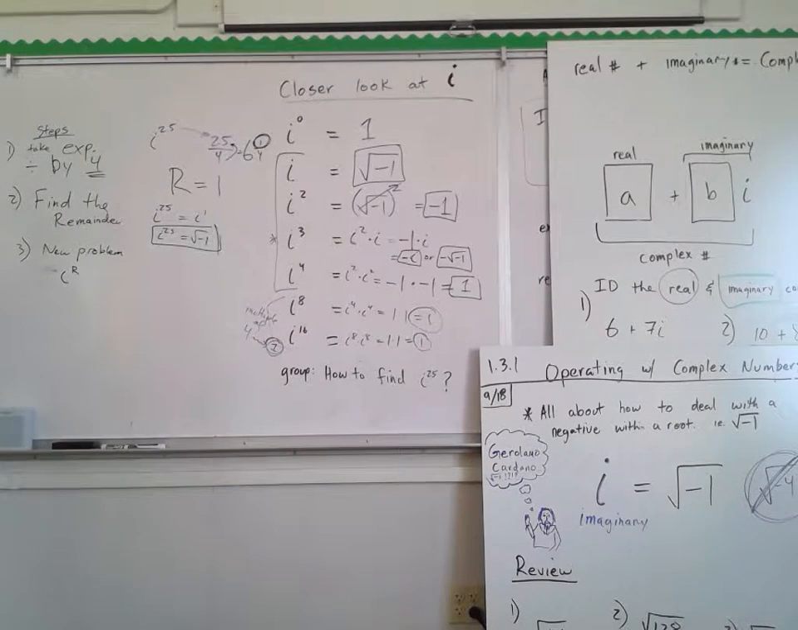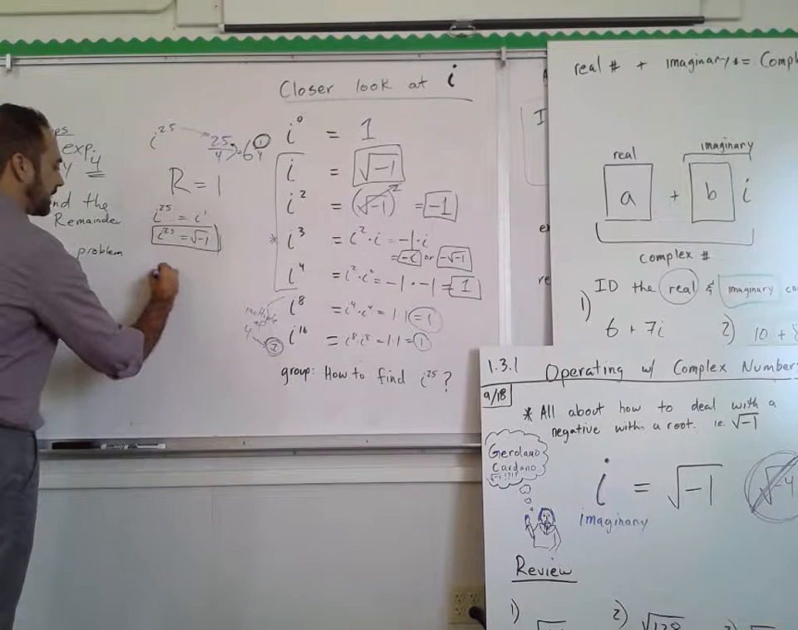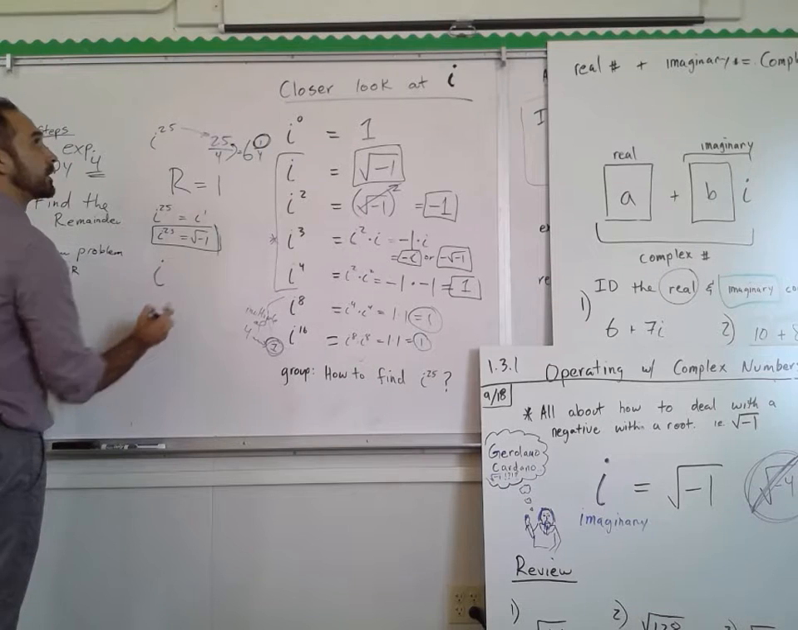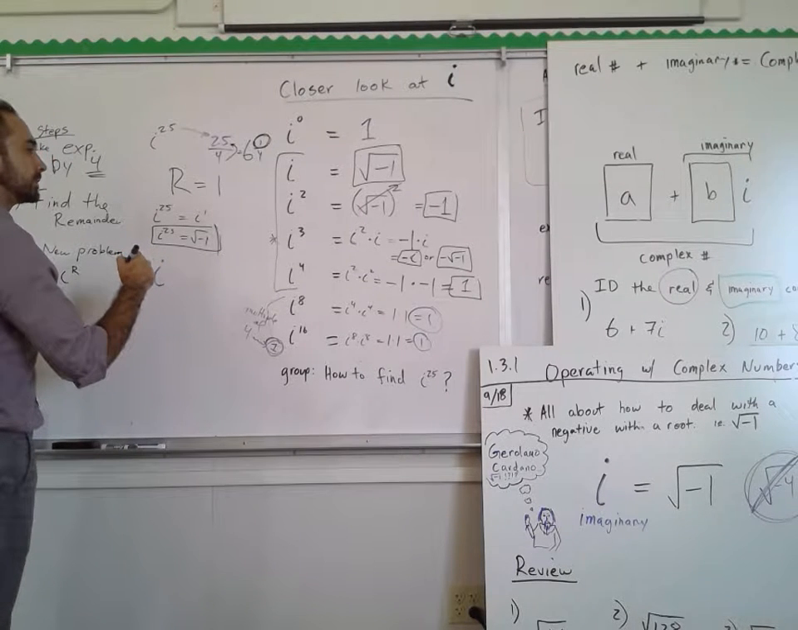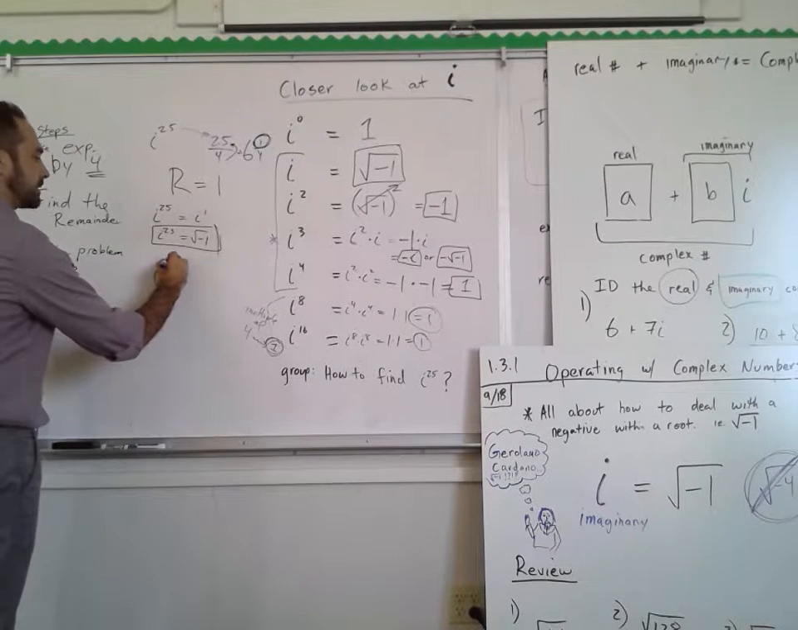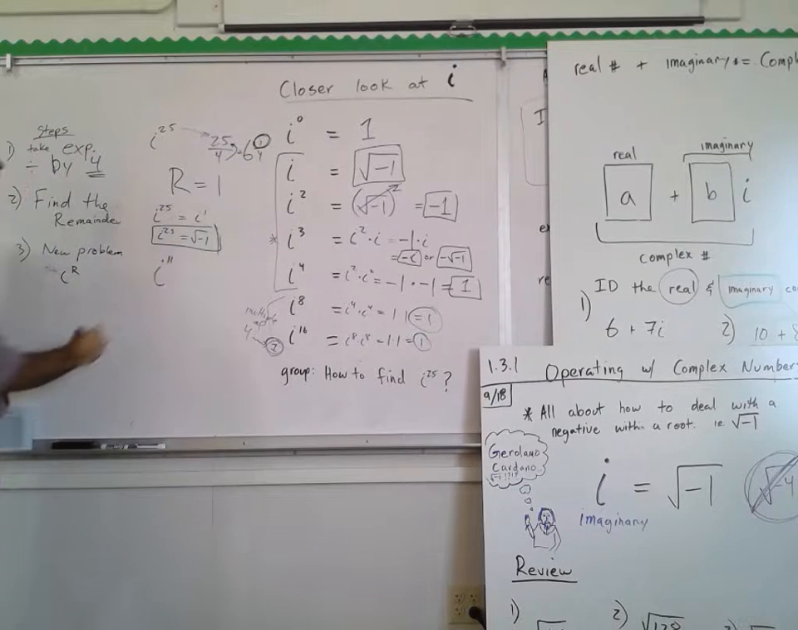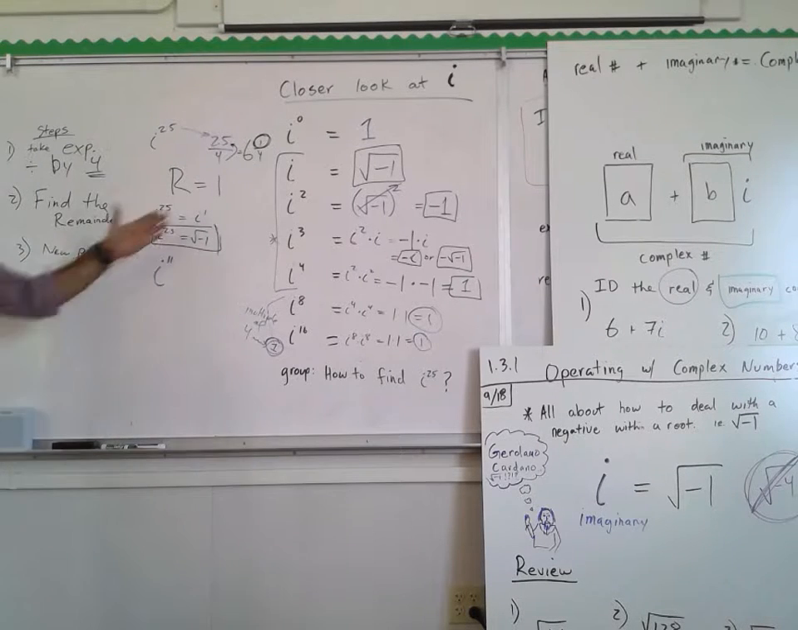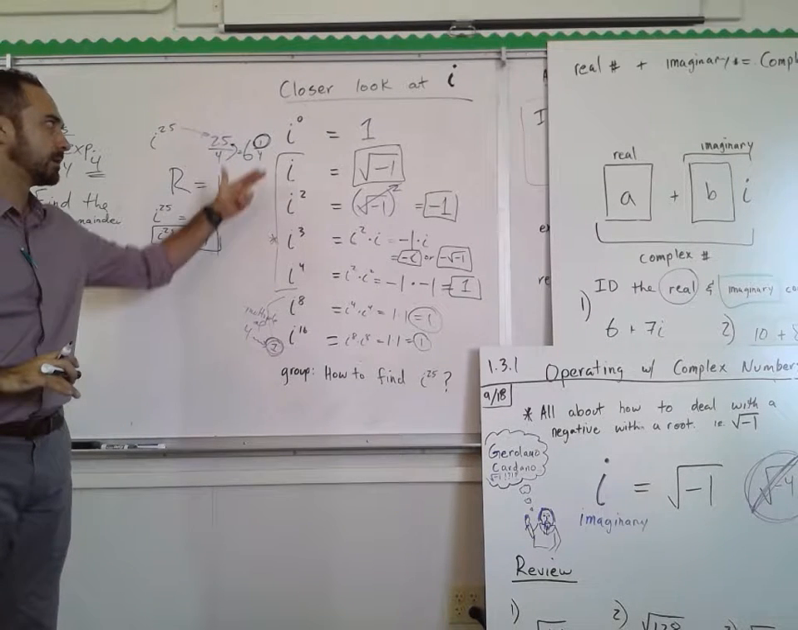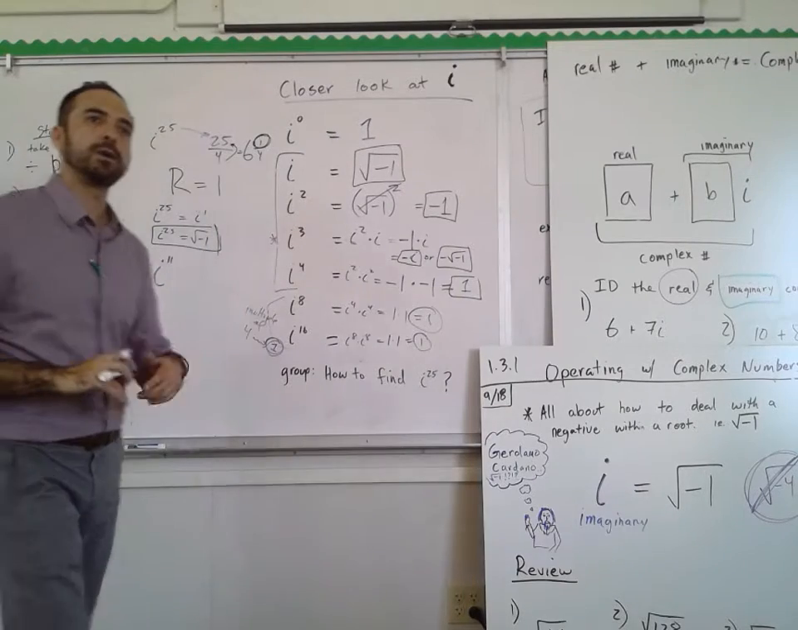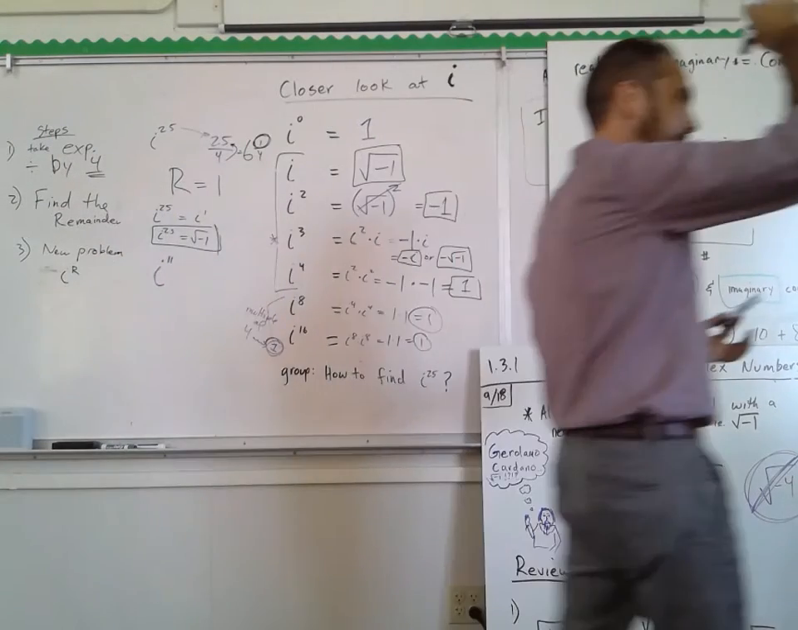Okay. So as a group, let's go ahead and do this one. I want you to try i to the 11th. Go ahead and do i to the 11th as a group. Remember, follow the steps, but also keep in mind that they're always going to repeat as the exponent goes up.